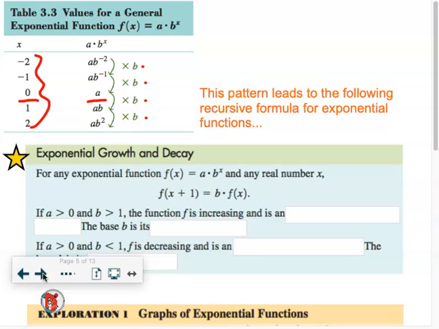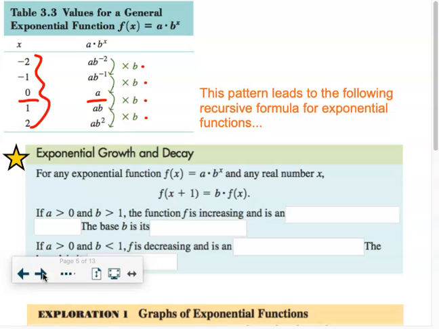So this pattern leads to the following recursive formula for exponential functions. So recursive formula, I hope you remember that from Algebra 2, was talking about how you would explain to somebody, hey, if I have a for an answer, how do I get to ab? What do I do to get that next term in the sequence? And that would be, hey, I'm going to multiply by b. So you just continually multiply each term by b to get the next term.